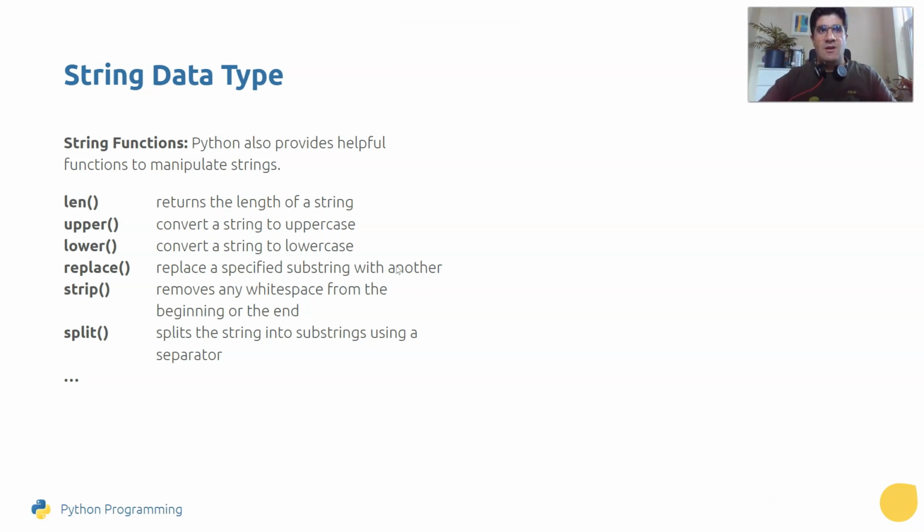Python provides a comprehensive set of functions that we can use to manipulate strings. Those functions include len, which returns the length of the string by counting the number of characters; upper, to convert the string to uppercase; lower, to convert all characters in a string to lowercase; replace, to replace a part of the string with another string; and strip, which removes the white spaces from the beginning and the end.